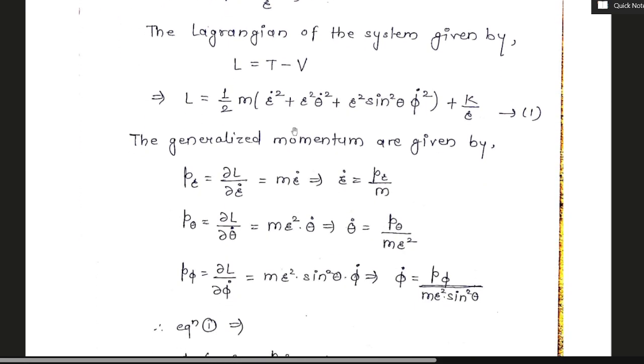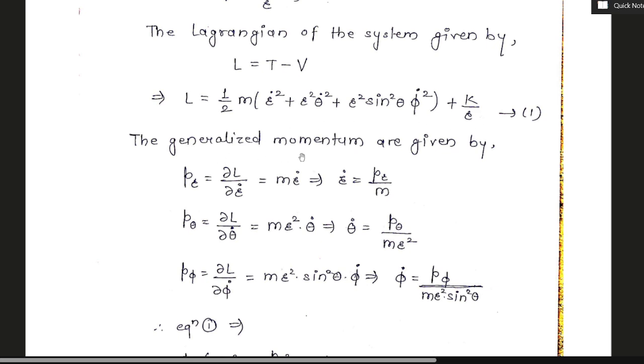The Lagrangian of the system is given by L equals T minus V. Now substituting the value of T, we get L equals 1 by 2 m in brackets r dot square plus r square theta dot square plus r square sin square theta into phi dot square, bracket complete, plus k by r, and this is our equation number 1.